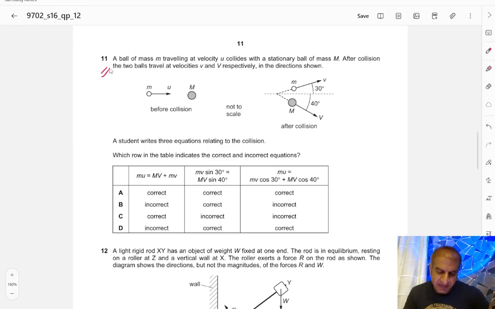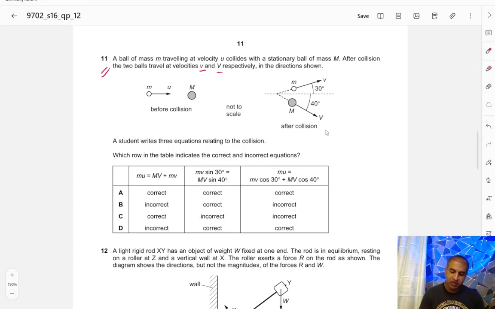The ball of mass M traveling at a velocity u collides with a stationary ball of mass n. Okay, so this is stationary. It has no velocity, so therefore it has no momentum. After collision, the two balls travel at velocities v and V respectively in the direction shown. You can clearly see the directions over here, and they are at certain angles, so obviously they are not in a straight line. Let's see, a student writes 3 equations relating to the collision. Which row in the table indicates the correct and the incorrect equations?